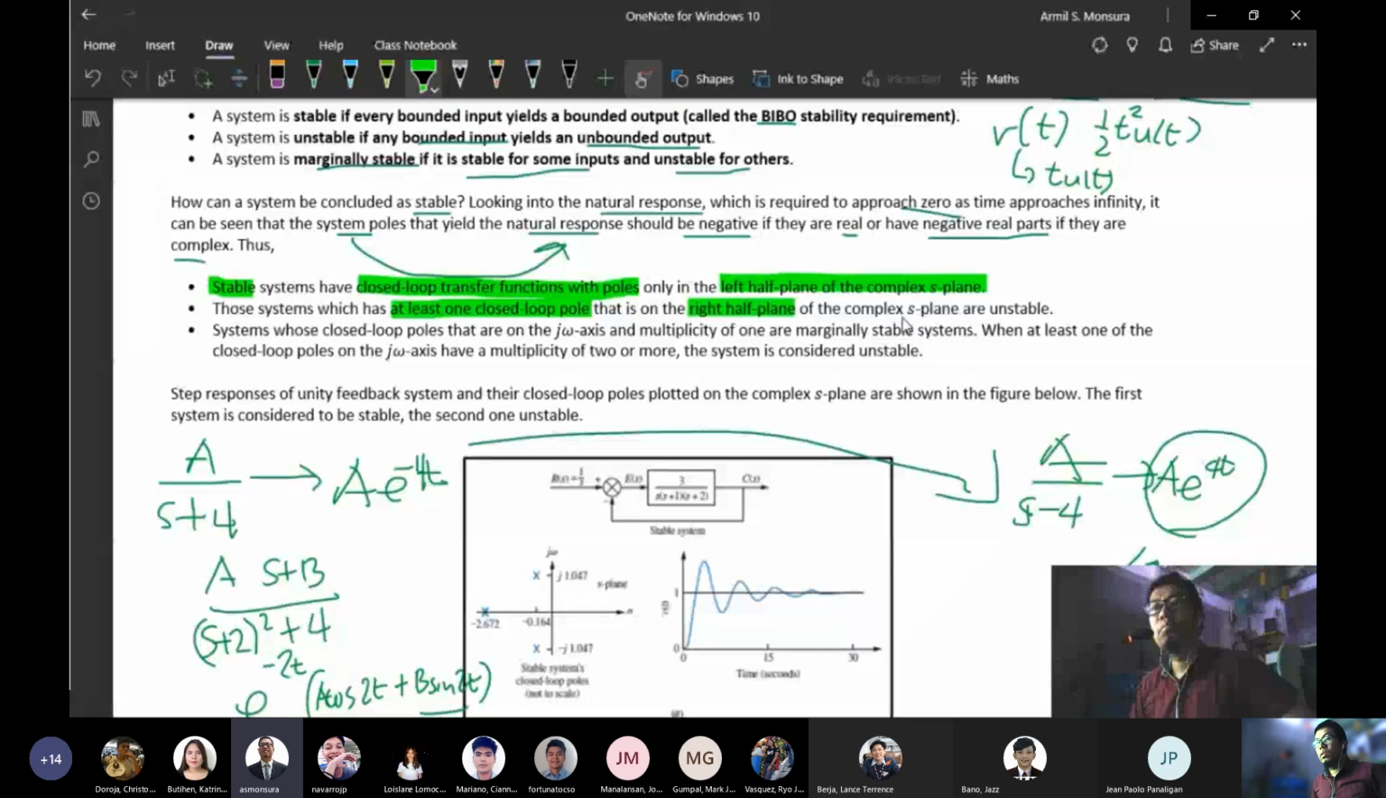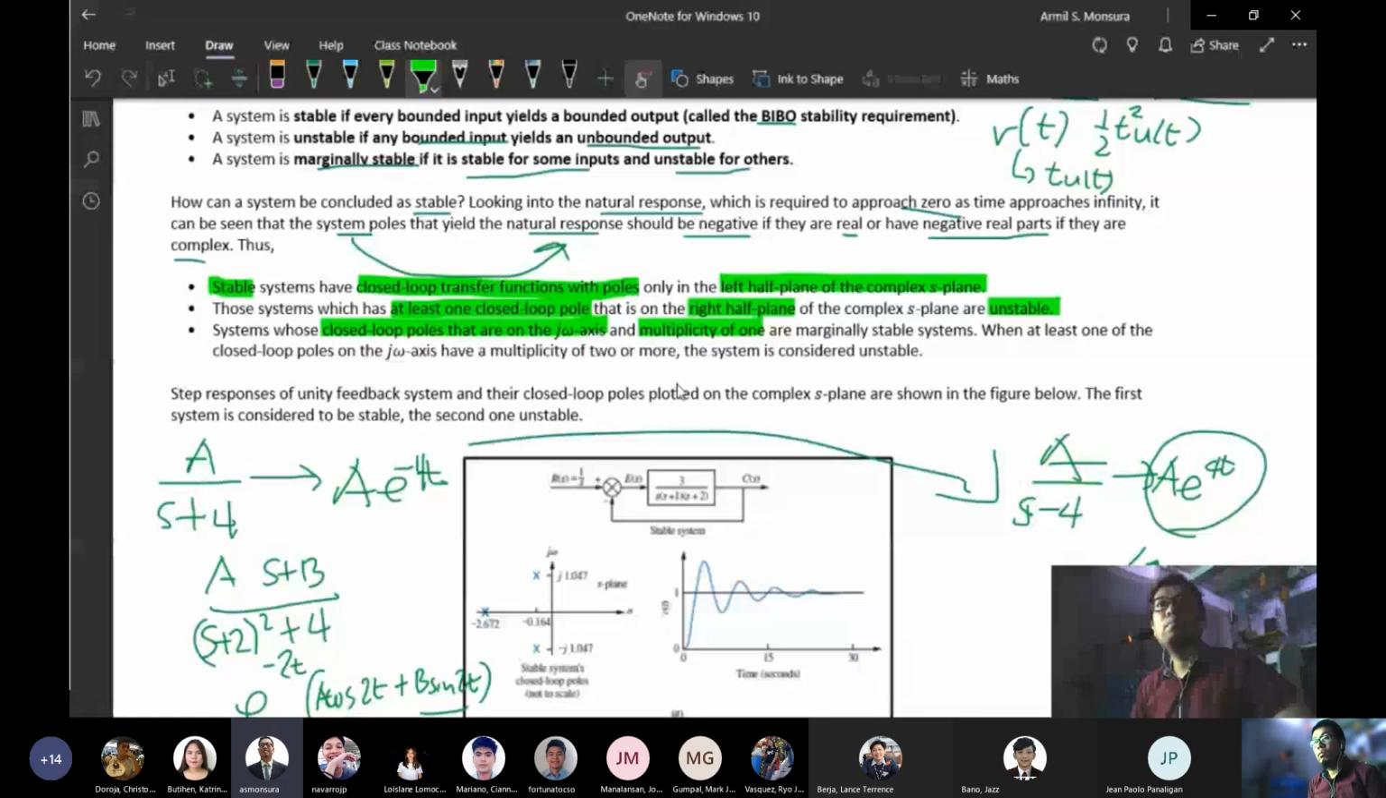Okay? They are deemed to be unstable. Kahit isa lang at kahit konting-konti lang yung pagka-positive niya. Ibig sabihin, kahit 0.1 lang yan. Yung pole mo is at 0.1, basta positive, your system is rendered unstable. Now, systems whose closed loop poles, okay, that are on the j omega axis, meaning ando siya mismo sa boundary ng left half plane tsaka right half plane, and multiplicity of 1 are marginally stable systems.